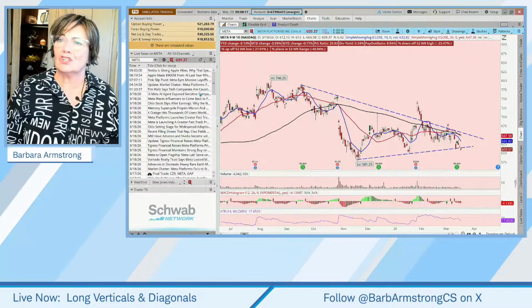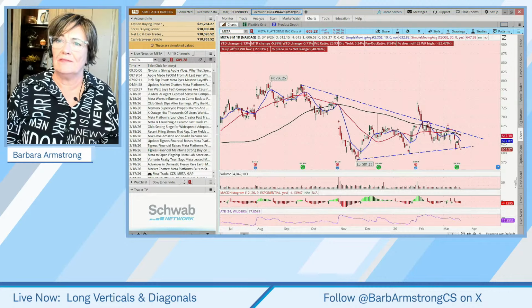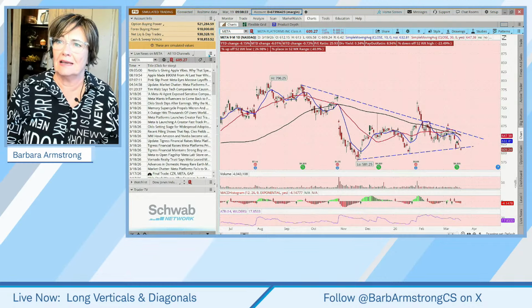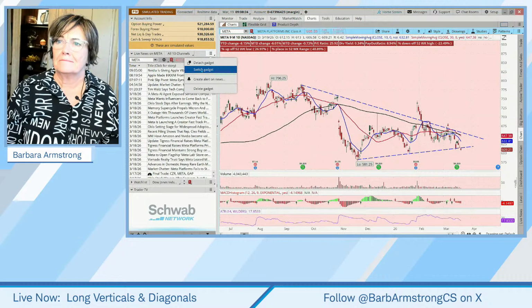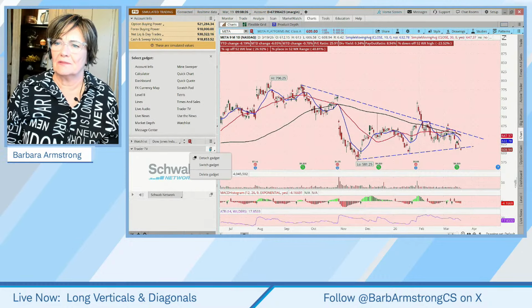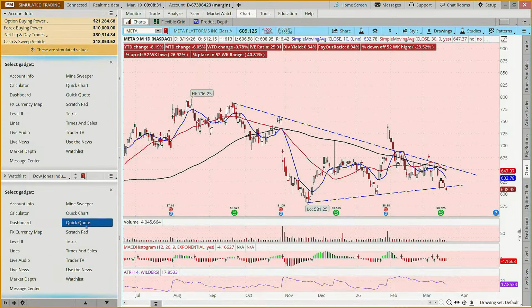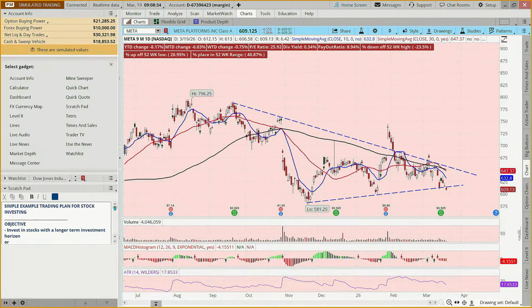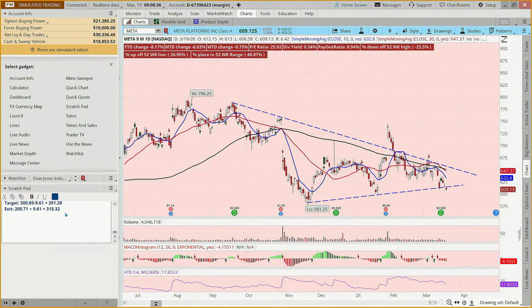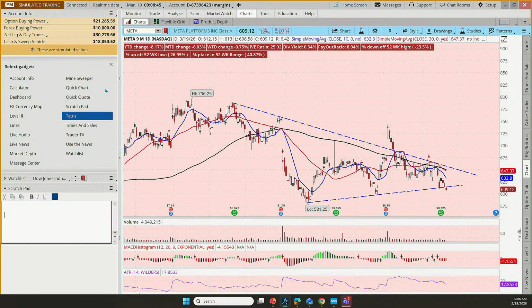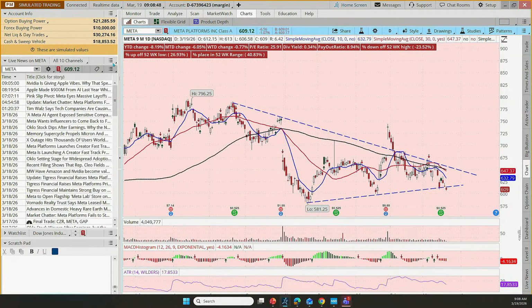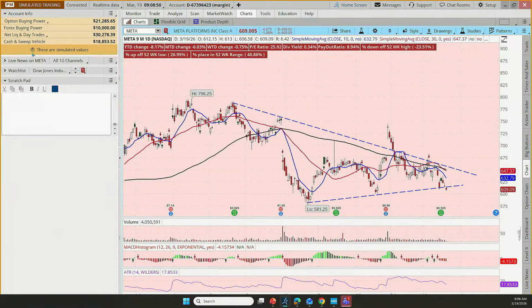What I want to show you first, just so that we've got all our housekeeping done, is we'll switch this gadget and make this our scratch pad. Oh, all the stuff I had put in here also disappeared. Okay, let's go ahead and place a trade, and then I'll come back and add these things into our scratch pad.